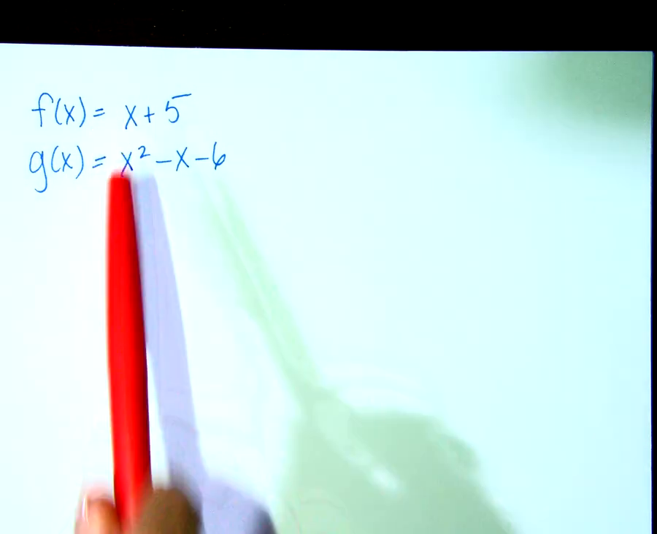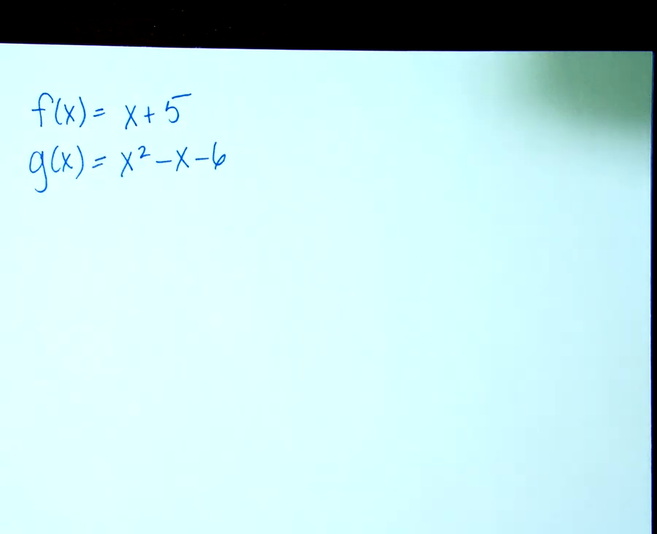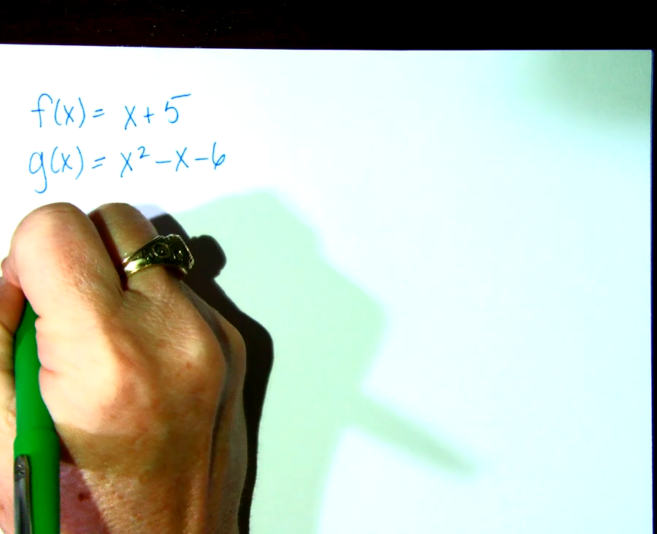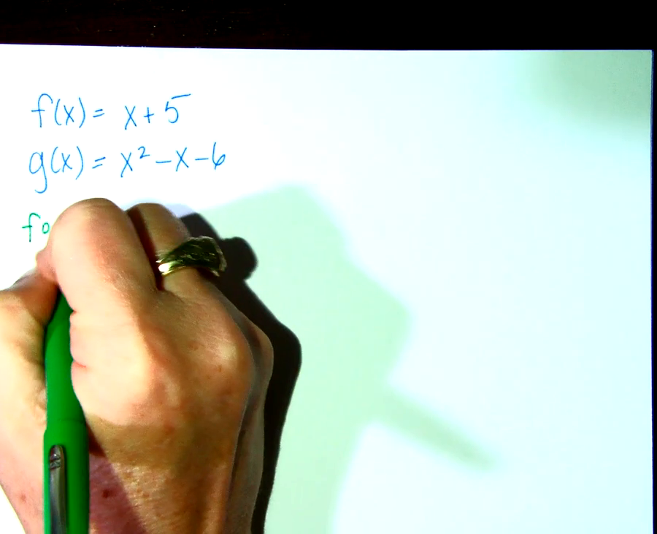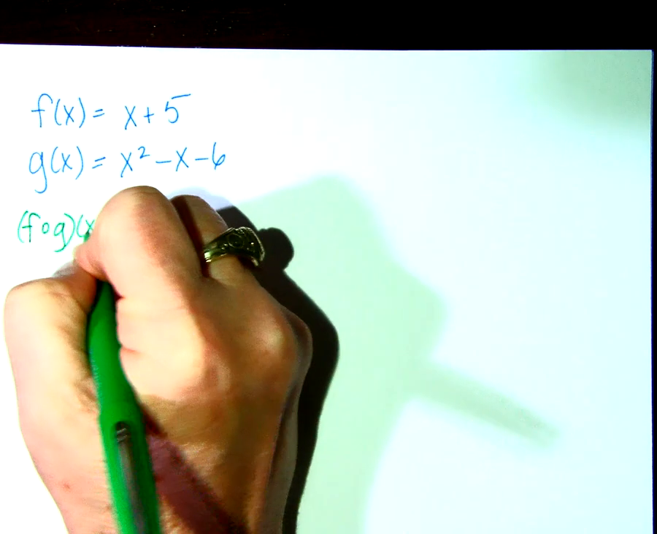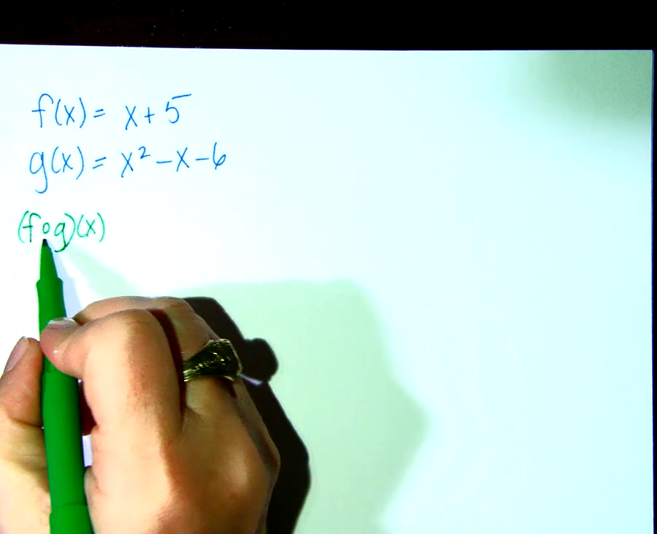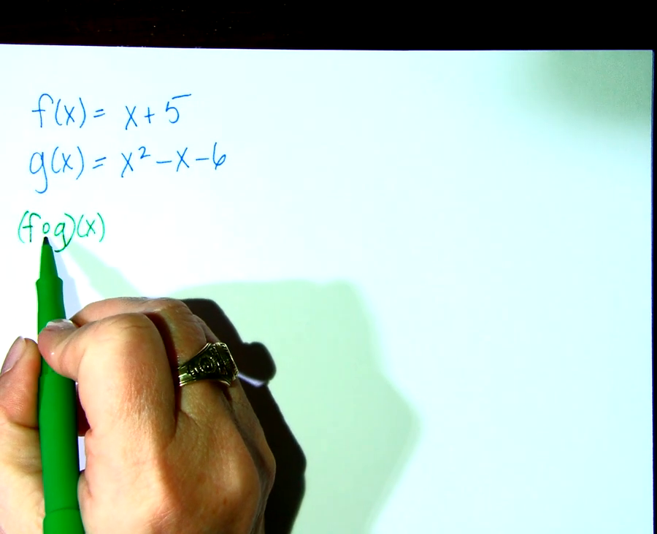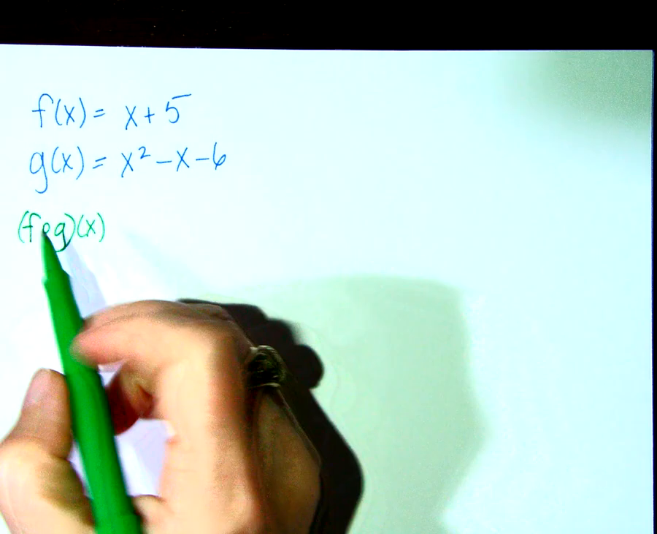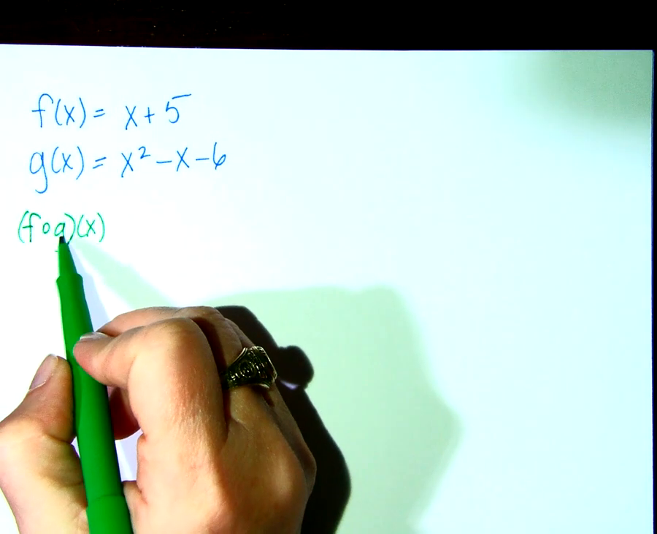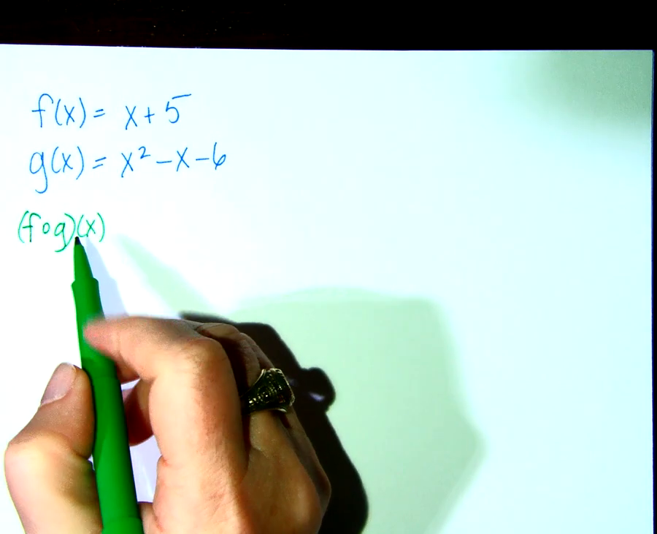Now, notice this is the same f of x and g of x from the front. I could have used different ones, I just didn't. Composition of functions looks like this. Is that a multiplication symbol? No, because it's not filled in, right? It means f of g of x. Can I take a quick commercial break?